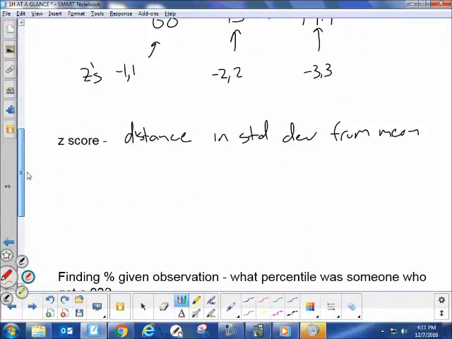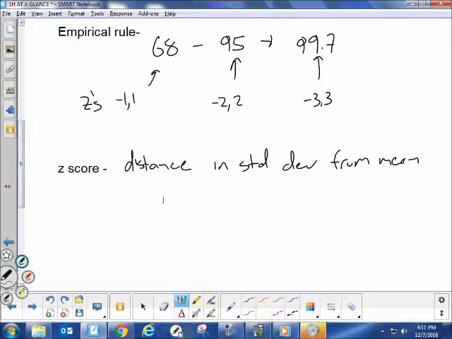The z-score is a standard deviation distance from the mean. You can calculate it using this formula. You just subtract the distance in terms of the units. So that would be your observation minus your mean. And then you turn it into standard deviations by dividing it by the standard deviation of your data.